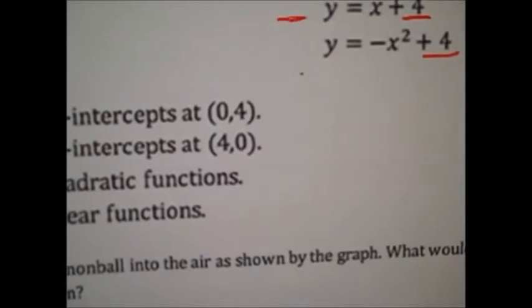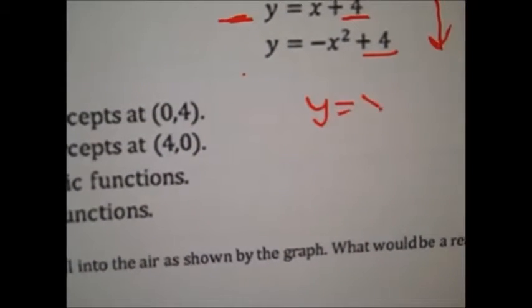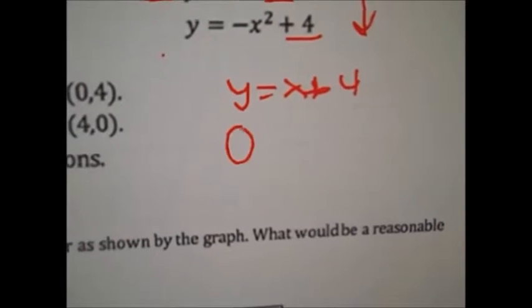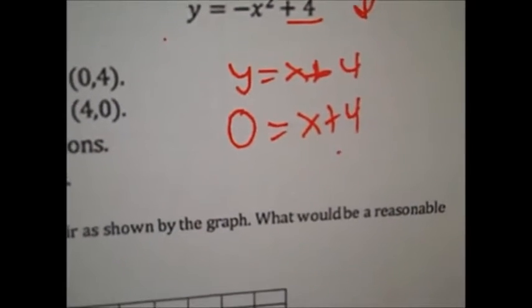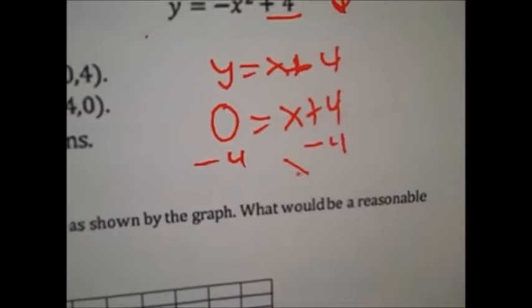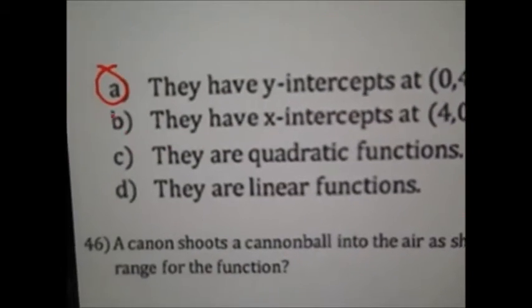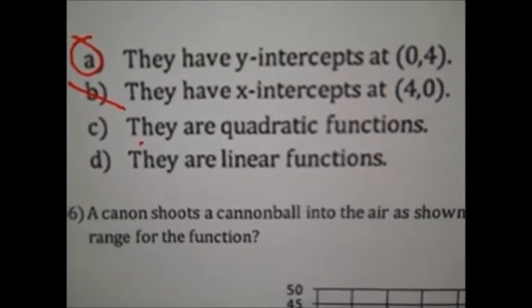Let's pick this one to look at first. y equals x plus 4. To find the x-intercept, set y equal to 0, and then solve for x. Here, x is equal to negative 4, not positive 4. That means the x-intercept is not (4, 0).